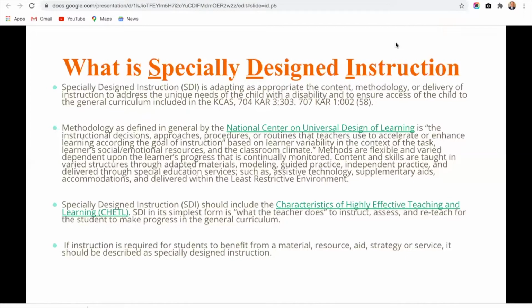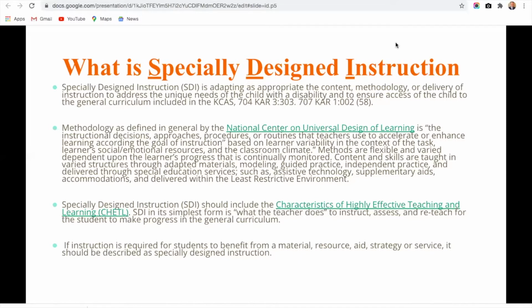Here are some things that we've lifted from some locations that talk about special design instruction, exactly what it is. We've referenced the KARs here. Special design instruction is adapting as appropriate the content, the methods, the delivery of instruction to address the unique needs of the child with a disability and to ensure access of the child to the general curriculum included in the KCAS, or the Kentucky Academic Standards.